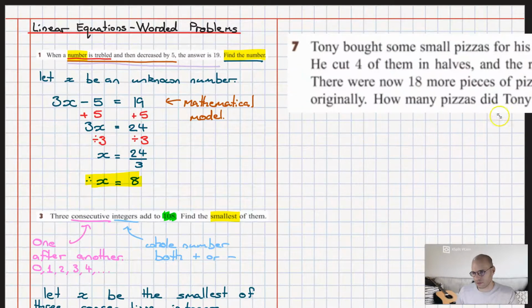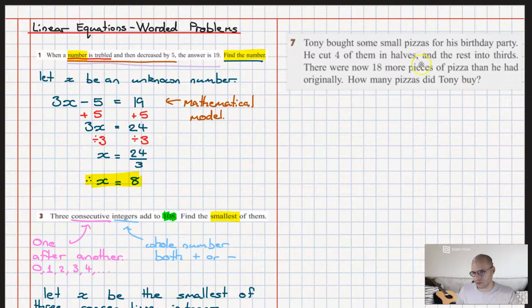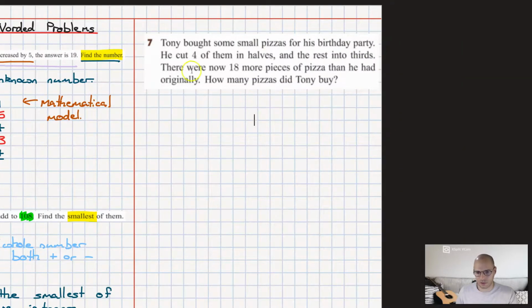Tony bought some small pizzas for his birthday party. He cut 4 of them in halves and the rest into thirds. There were now 18 more pieces of pizza than he had originally. How many pizzas did Tony buy? So the question is, how many pizzas did Tony buy? So let's go, let X be the number of pizzas.